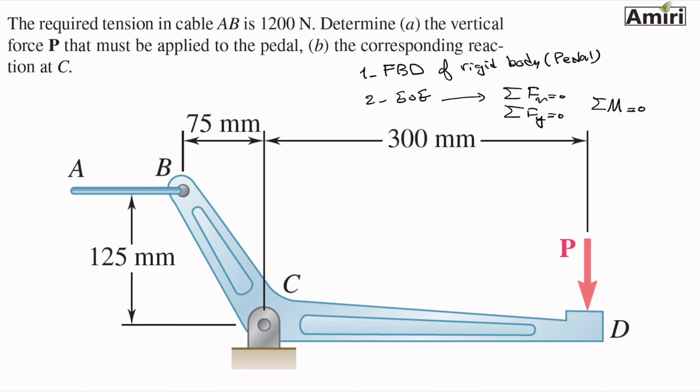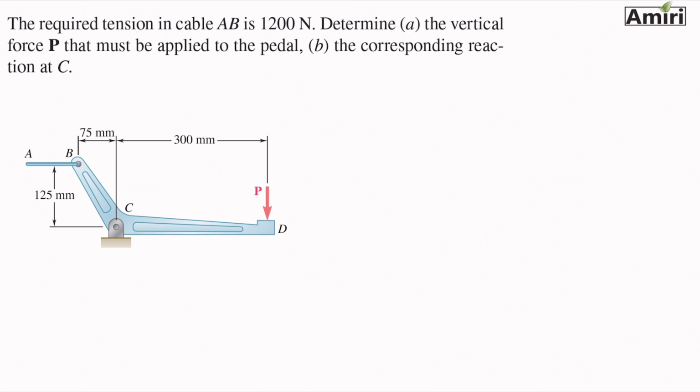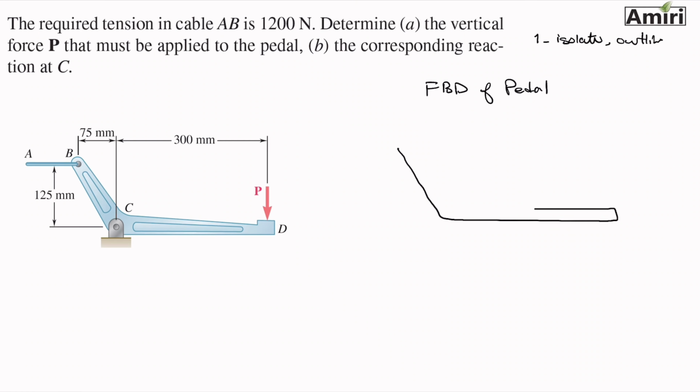So let's just start with the free body diagram. Draw a free body diagram of this problem. You know it all by now. Step 1 is isolate and draw the outline of your rigid body. I'm drawing the free body diagram of this foot pedal, and that's what I'm going to isolate and draw the outline of. And that's it. Step 1 is done.